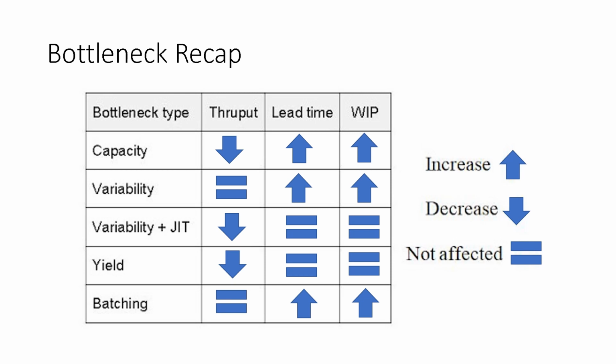In the case of batching, the effect is the same as in a variability bottleneck. That is, throughput is not affected, but there is an increase in WIP and an increase in lead time. The difference is that this increase is limited.